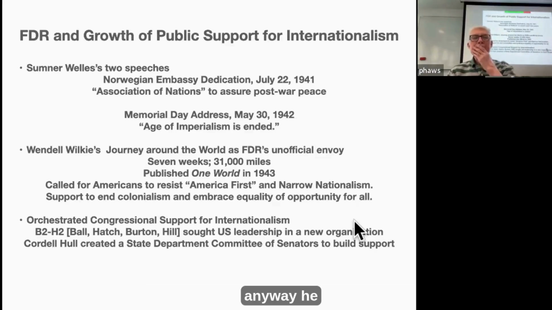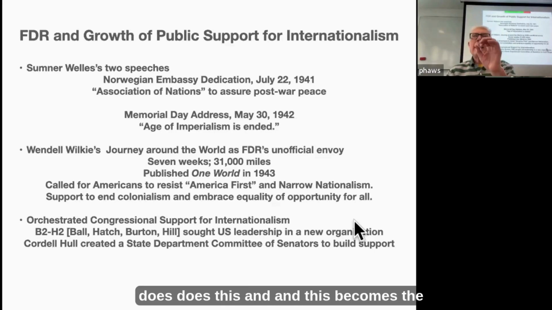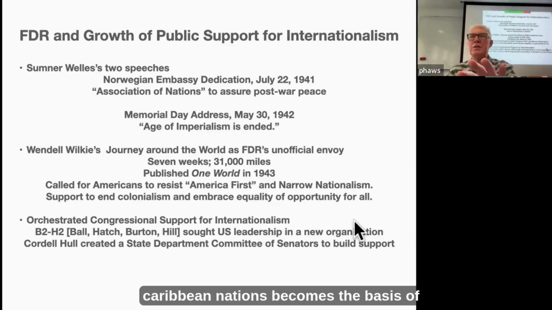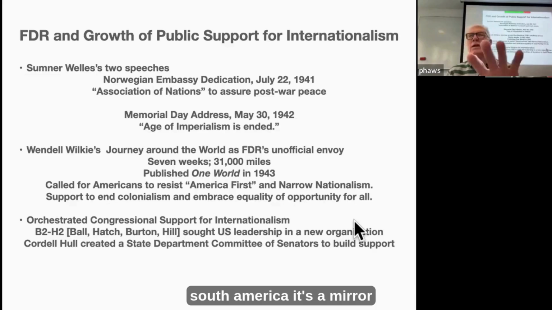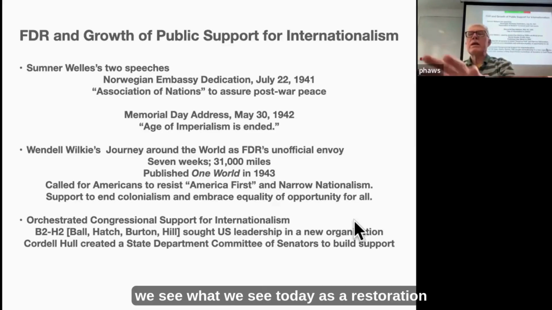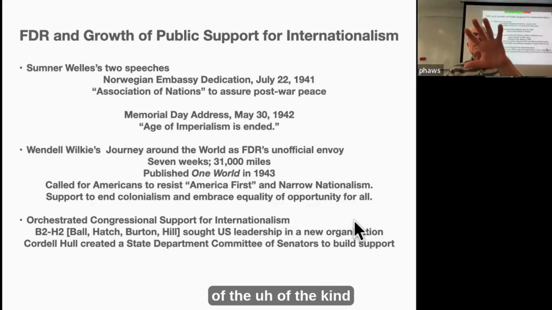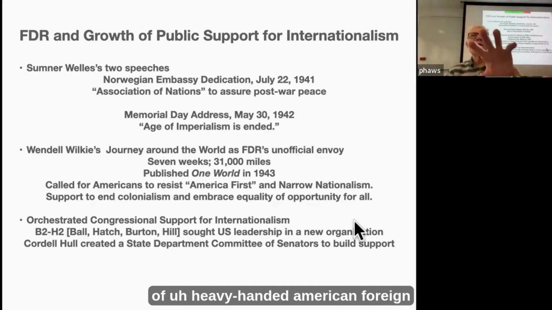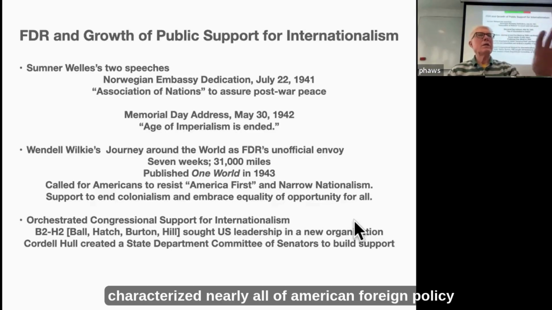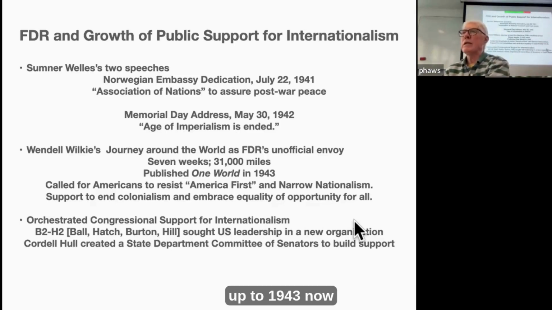But anyway, he does this. And this becomes the basis, really. His understanding of how you should treat the Caribbean nations becomes the basis of Roosevelt's Good Neighbor Policy toward the Caribbean and then to South America. It's a mirror image of what we see today. We see what we see today as a restoration of the kind of heavy-handed American foreign policy in the Caribbean and in South America that characterized nearly all of American foreign policy up to 1943.